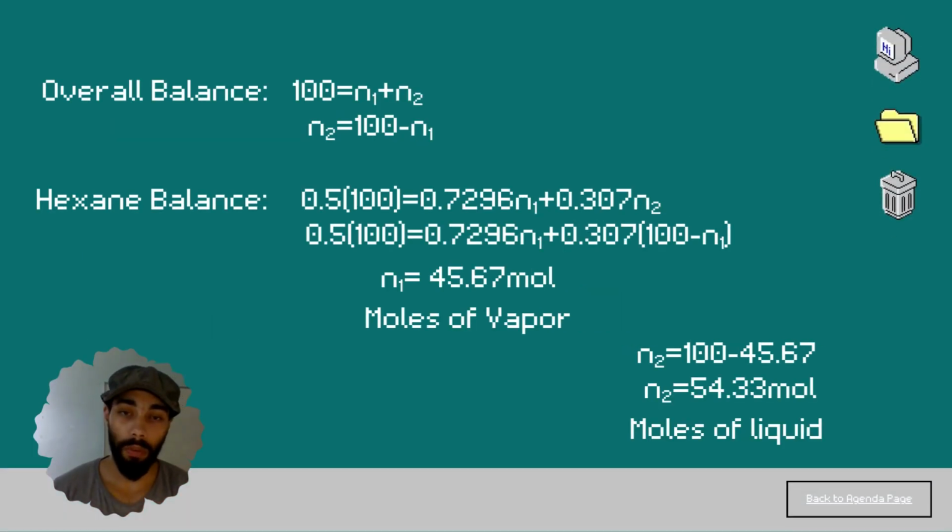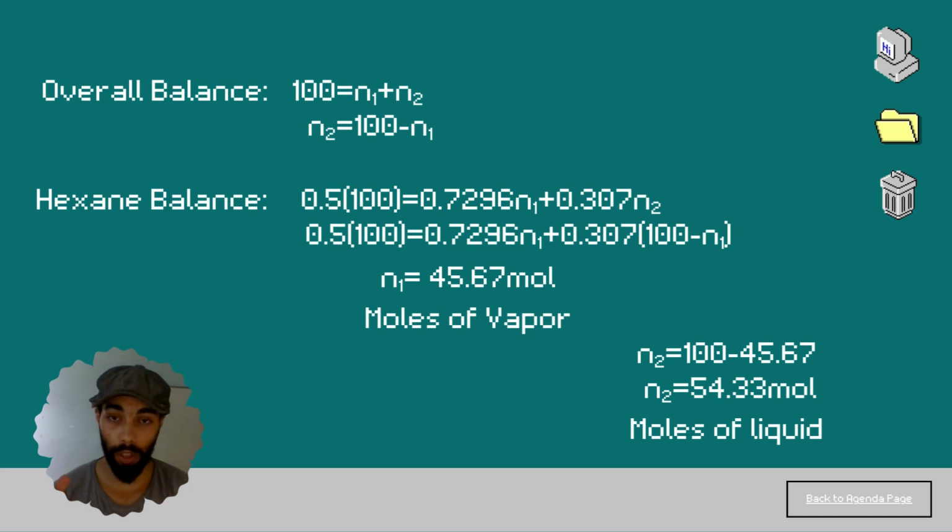Finally, to find the number of moles in the vapor and liquid phase, we start with the overall balance, 100 equals N1 plus N2. N1 represents the number of moles in the vapor phase, N2 is in the liquid phase. To find these two unknowns, we need to use another equation. It can be either the octane balance or the hexane balance, but we used hexane. The equation is input equals output.